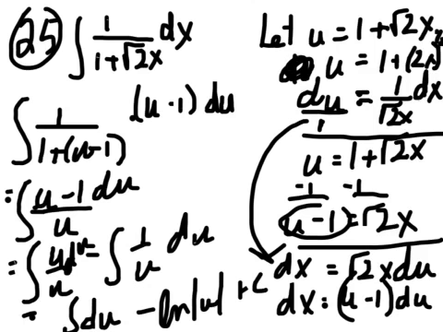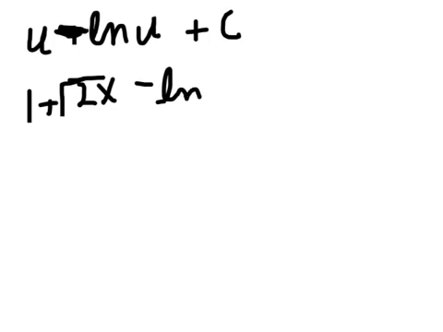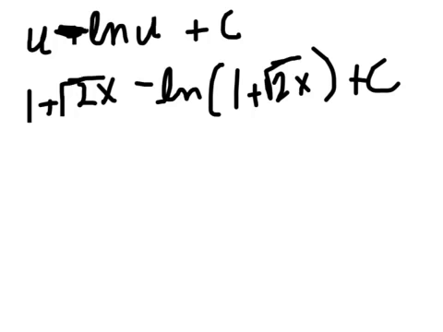So I took that integral already, but I'm going to have to put u down here at the bottom. So the integral is u, and then I had plus ln u. Oh no, it was minus ln u, wasn't it? Because it was a subtraction sign. u minus ln u plus c. Well, what was u? u was 1 plus square root of 2x minus ln of 1 plus square root of 2x plus c. And that would be my integral.